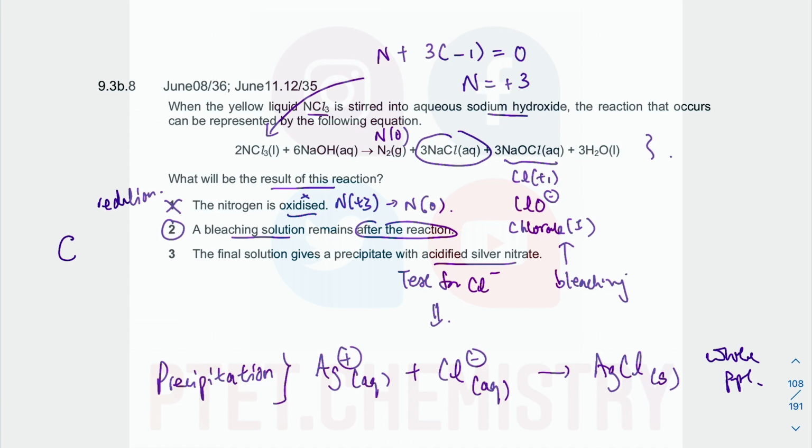Alright, so 3 is actually correct there, but without checking for 3, having checked for 2 being correct, 1 was incorrect, you have gotten C as the answer anyway.